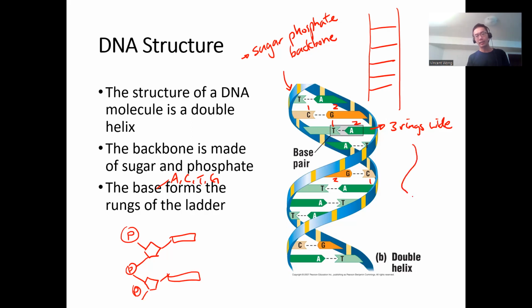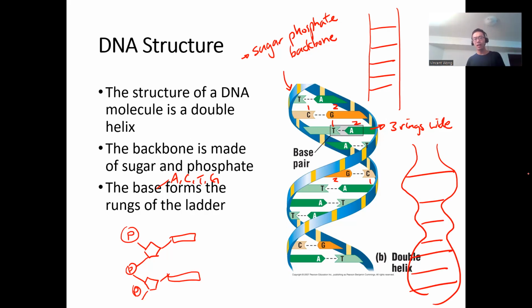Otherwise, you're going to get a ladder that looks like this, okay? You're going to get a ladder that's sometimes very wide, sometimes very narrow, right? You understand what I mean? Like if you have an A pair with a G, then it's 4 rings wide, and then sometimes it's 3 rings, sometimes it's 2 rings, and it's just bulging and shrinking all over the place, and that creates instability, right? Okay, so we don't want that. That's why we have this pairing rule to ensure the width of the DNA is constant along its entire length.